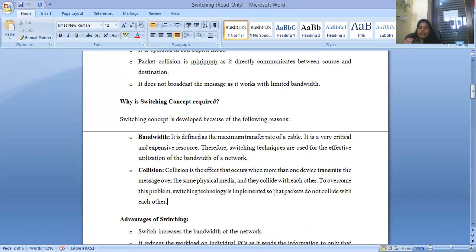There is one more solution that will be developed: you will increase the bandwidth of the communication channel. Collision occurs due to this reason: suppose the bandwidth of the channel is high and you are transmitting the data packets in segmented form, one by one.